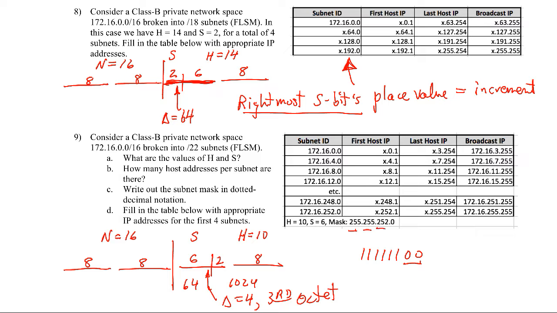Okay, and so I think that does it on these two problems. Hope that helps. These are important cases of this rightmost S bit rule giving us our increment value. So hope that helps.